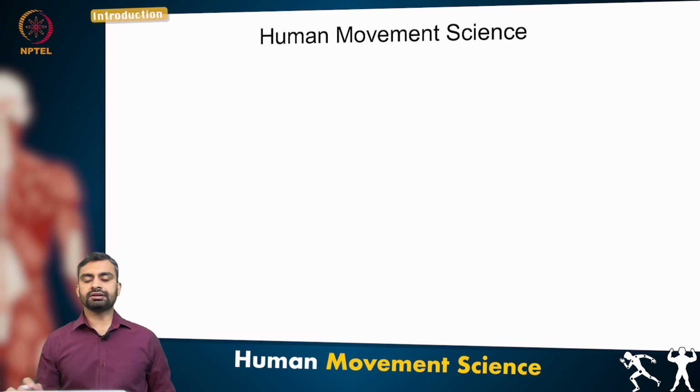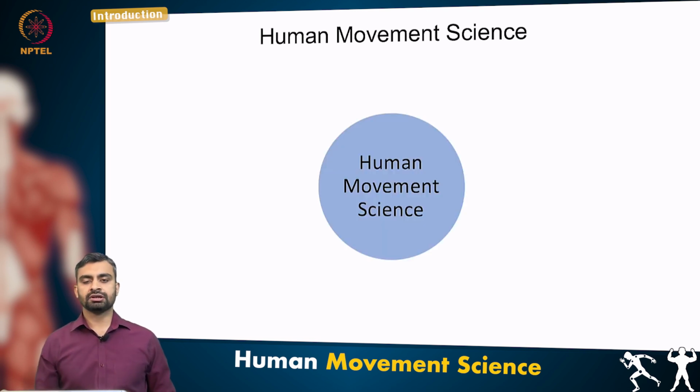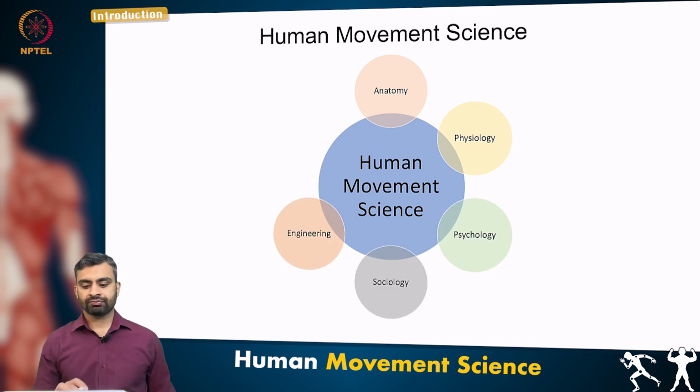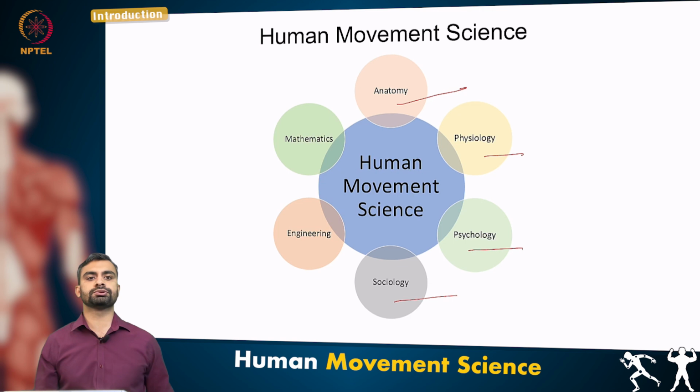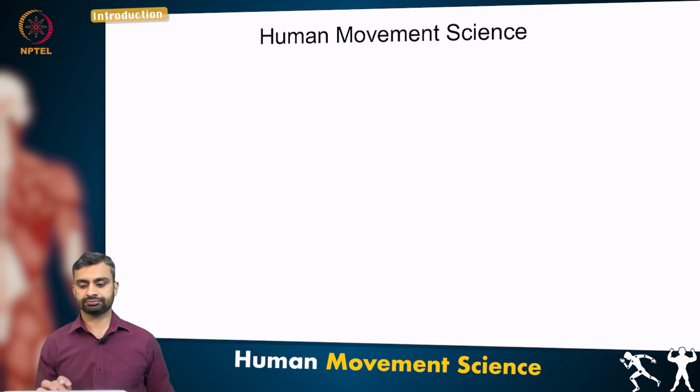When the term human movement science comes up, the first thing that comes to our mind is, what is it? Human movement science is an interdisciplinary field which draws its inputs from various fields such as anatomy, physiology, psychology, sociology, engineering and mathematics. In this way we can see human movement science has various principles and inputs from various allied fields. That is why it is known as an interdisciplinary field.